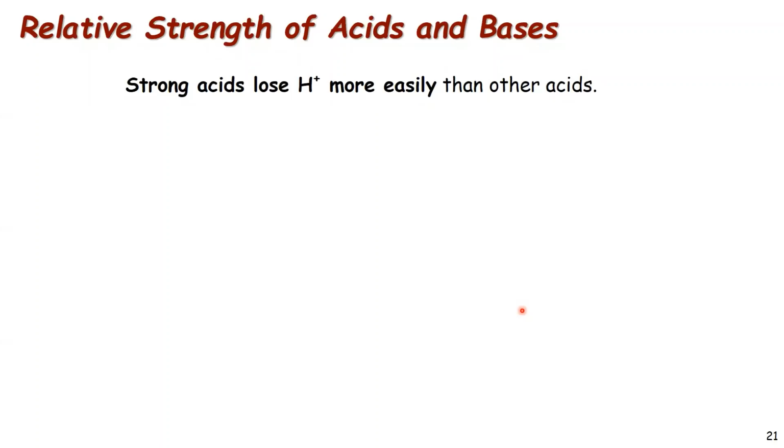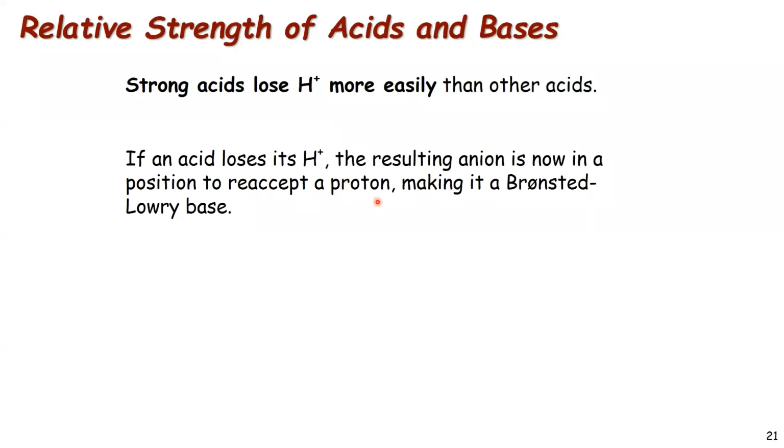Now we're going to go through later on and talk about why that is on a molecular level. But right now we're just going to say that strong acids more easily lose H+ than any other acid. So if an acid loses H+, the resulting anion is now the conjugate base, right? So we're going to see that there's a relationship between the strength of an acid and the strength of its conjugate base. The stronger the acid, the weaker the conjugate base, right?